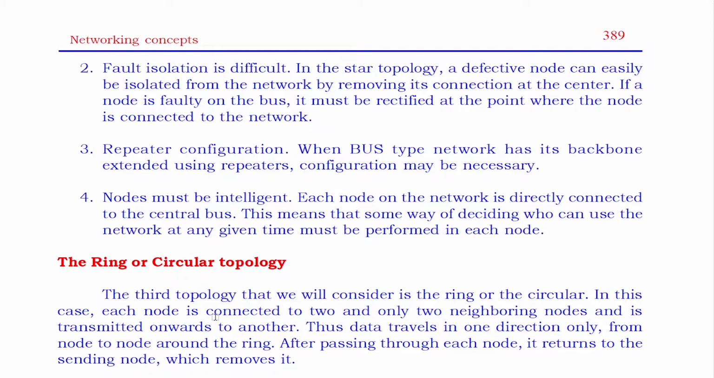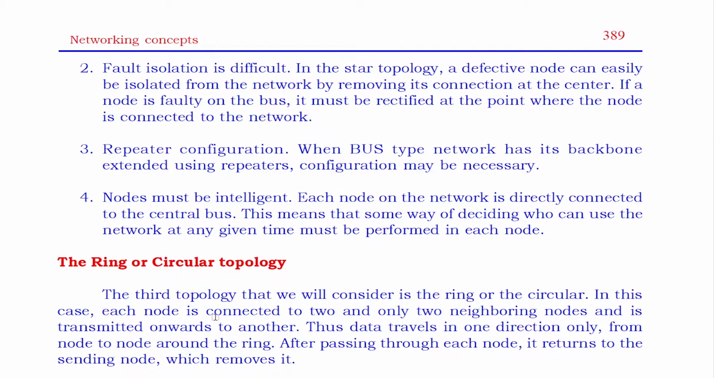That's a drawback. And one more drawback is that nodes must be intelligent. Each node on the network is directly connected to the central bus, the common bus. This means that some way of deciding who can use the network at any given point of time must be performed in each node. Because there is a common cable and all computers are connected, whenever data is being sent, the node must decide whether it should send now, since somebody else may be sending. So there must be some sort of intelligence about who should use the central bus, and they must also use store and forward. If data is sent to a computer that is not my destination machine, I have to check and then forward it. That's why it also becomes slow sometimes.